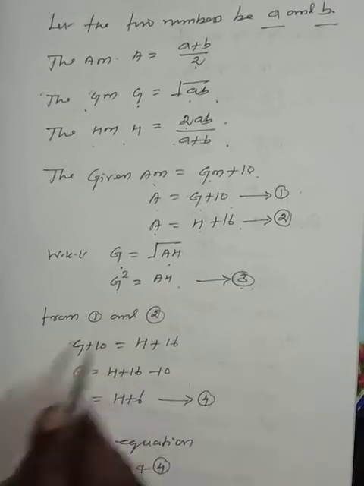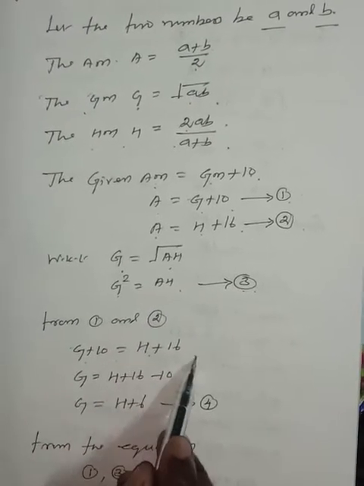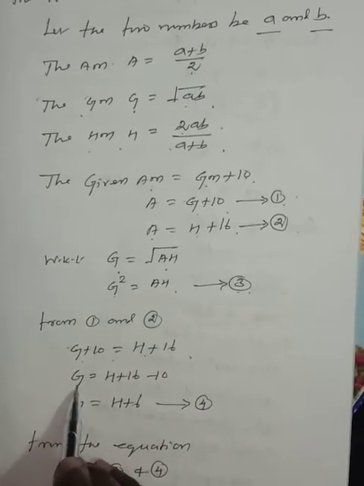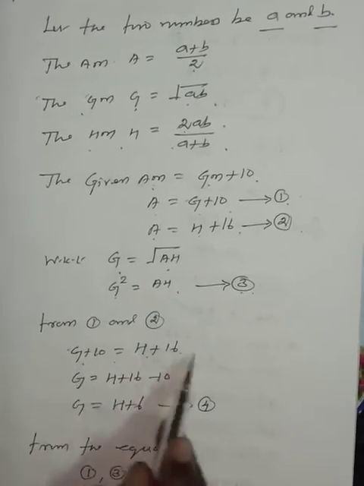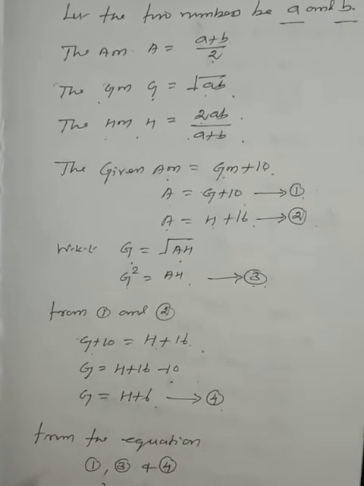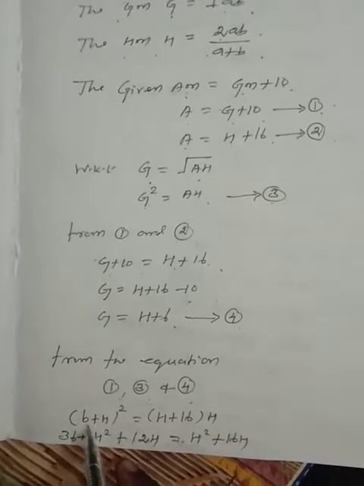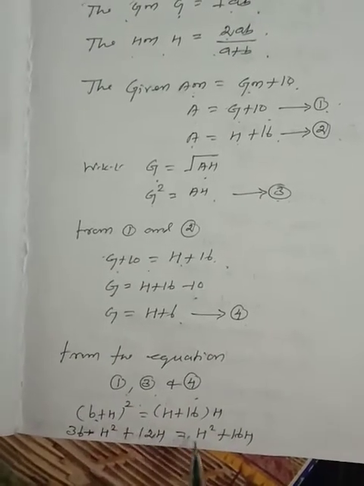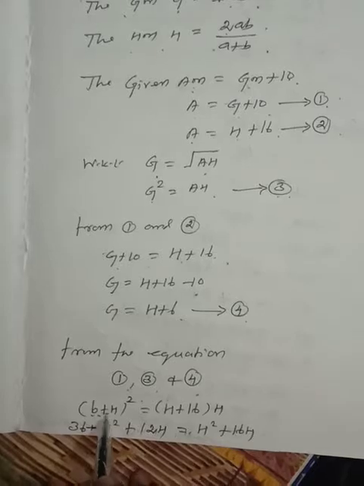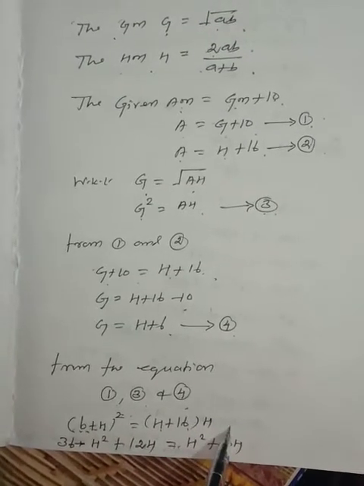Equation number 3, from equations number 1 and 2: g plus 10 is equal to h plus 16, so g is equal to h plus 16 minus 10. So g is equal to h plus 6. Equation number 4, from equations number 1, 3 and 4, we have (6 plus h) whole square is equal to (h plus 16) into h.